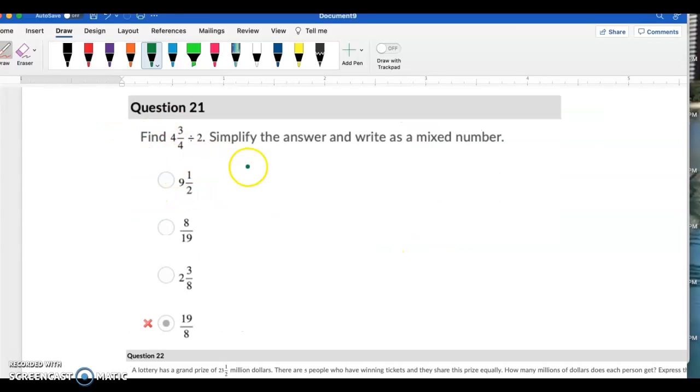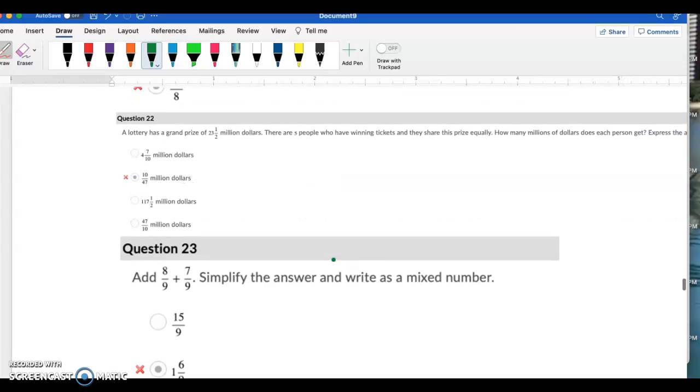Same thing here. We want to change this to improper, the first one to improper. And remember, all whole numbers are over a 1. So this is actually the fraction 2 over 1. So improper, and then keep, change, flip. Again.